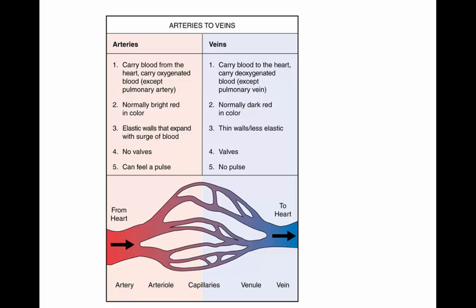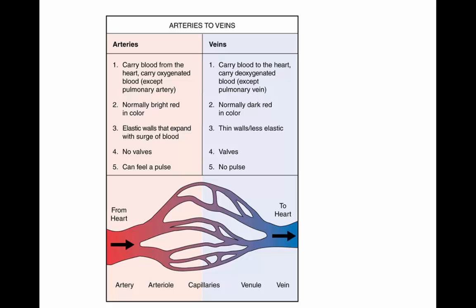Make sure you know the differences here. The arteries carry blood from the heart. They carry oxygenated blood except for the pulmonary artery. It's normally bright red in color. The elastic walls expand with the surge of blood. There are no valves. You can feel a pulse in these areas.